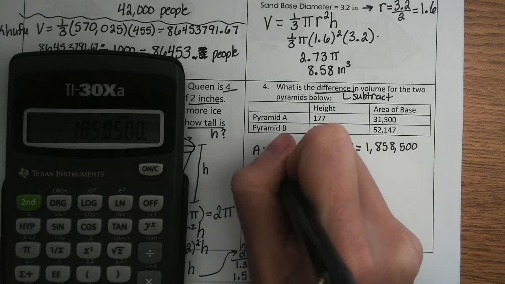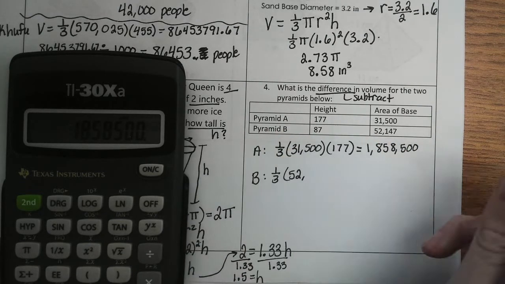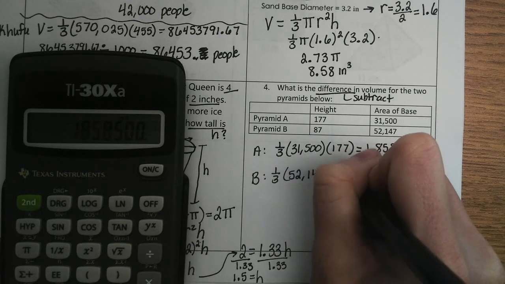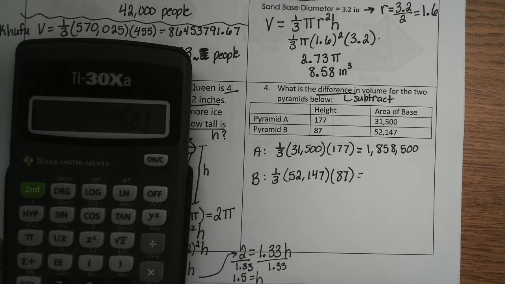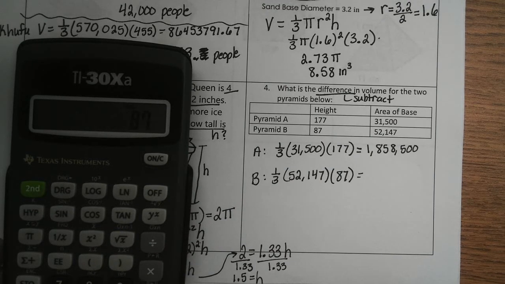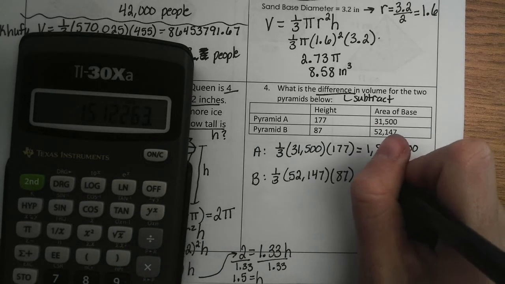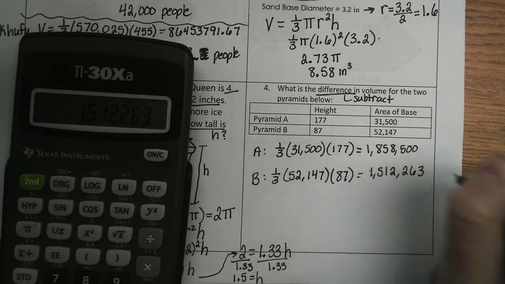Pyramid B, same thing, 1/3. Area of the base is larger, it's 52,147, but the height is shorter. I'm going to do 52,147 times 87 divided by 3. And I get 1,512,263.